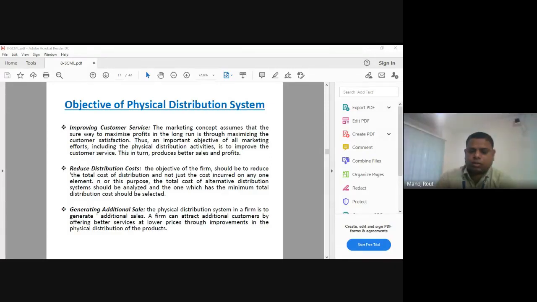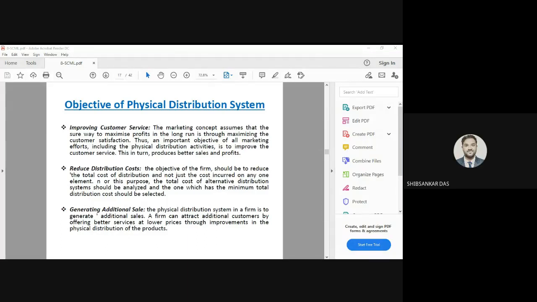Sir, in the case of a business, is it possible to have different types of distribution channels for different types of businesses? Like HUL, for example. Can HUL have a different type of distribution channel for different kinds of its products?